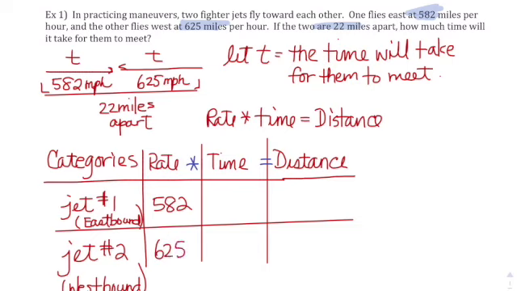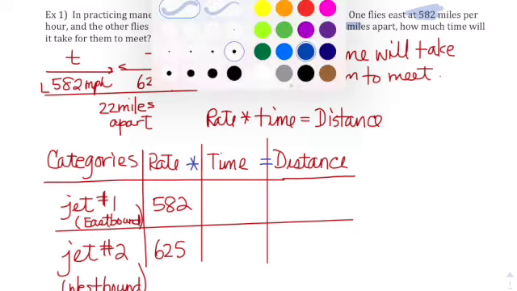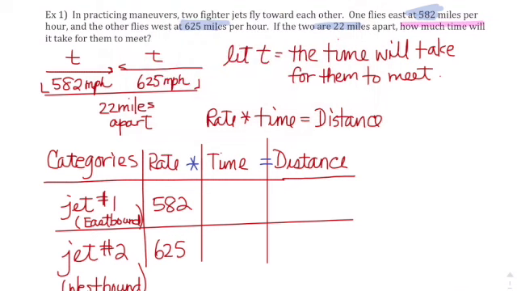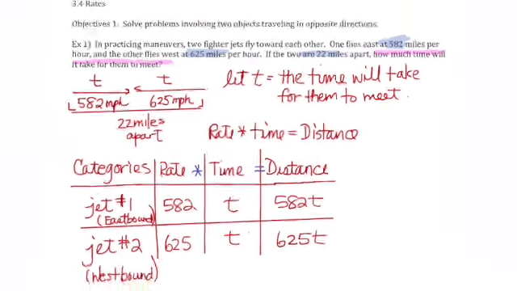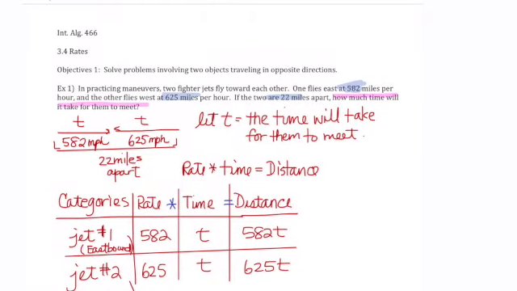Now, the time, we don't know how long they've been flying, because that's what the last sentence was asking. How much time would it take for them to meet? They have to be flying the same time, so therefore, I'm going to put t here. And the distance is, again, rate times time equals distance, so that's going to be 582t, and the next one is 625t. Now, if you can fill out this chart, you are almost halfway there.